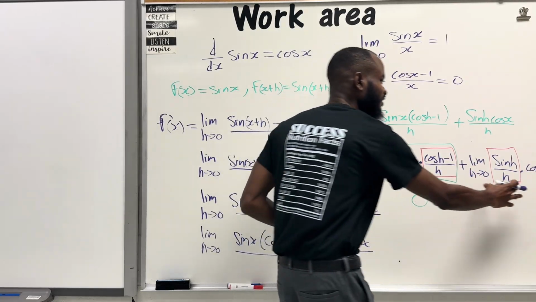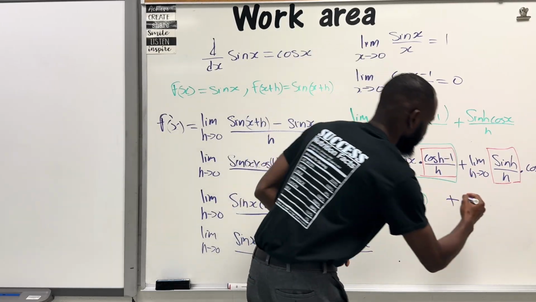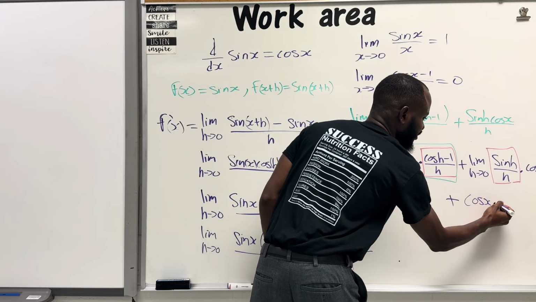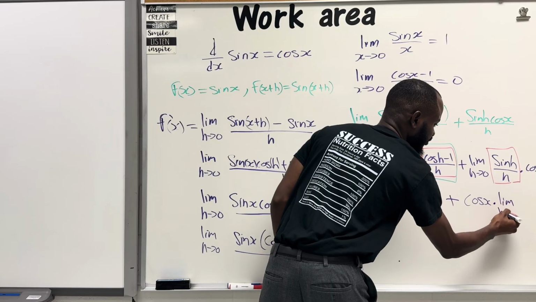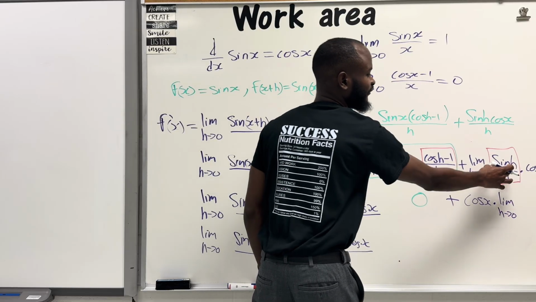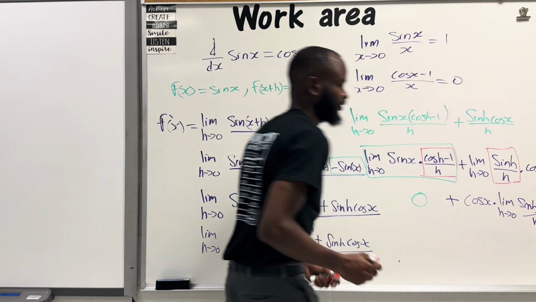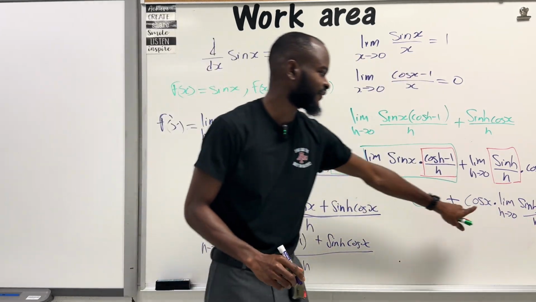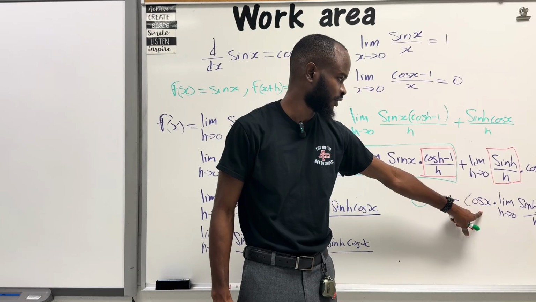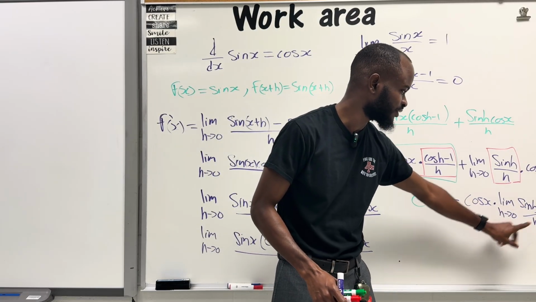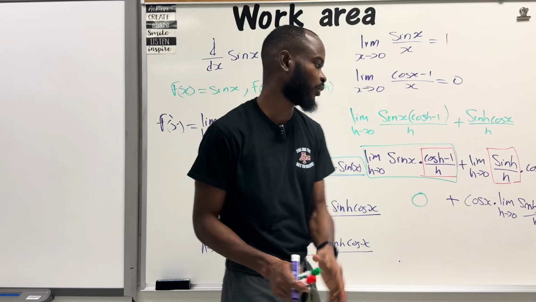We could rewrite this as, let me rewrite it for you. It's going to be cos of x, right, times the limit as h tends to 0 of sine h all over h. See that? Because cos of x is not a function of h. So we could take that outside the limit. So now, the limit as h tends to 0 of sine of h over h is just equal to 1.